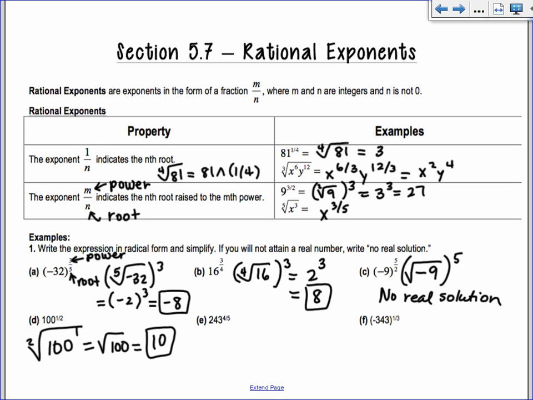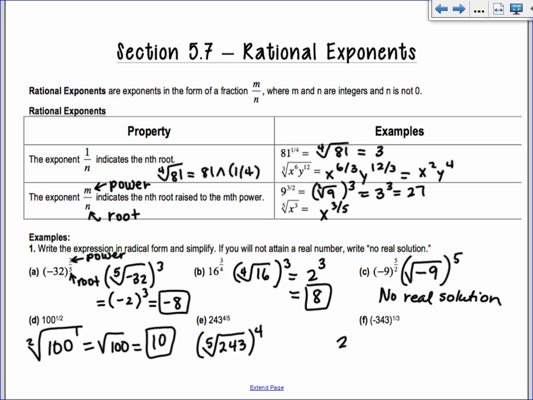243 to the 4/5. This is the 5th root of 243, and then it's raised to the 4th. Does anybody know the 5th root of 243? 4? Nope. 5? Nope. Smaller. 7? 3. 3? Yes, it is 3.